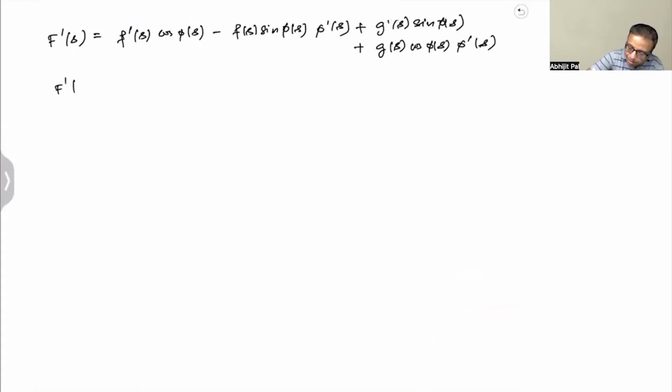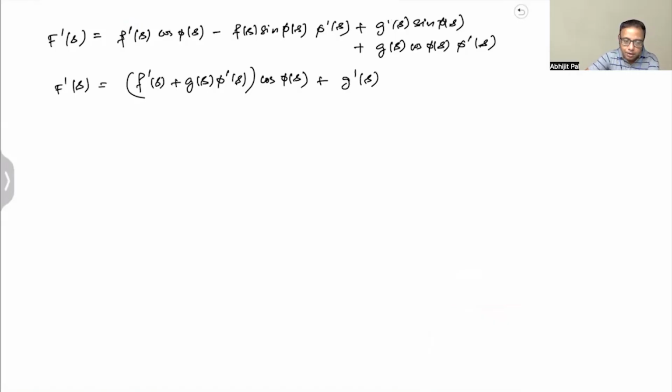So therefore, this F prime s is equal to f prime s plus g s times phi prime s, whole multiplied by cos phi s, plus g prime s minus f s phi prime s, times sin phi s. Okay, so we got this thing.